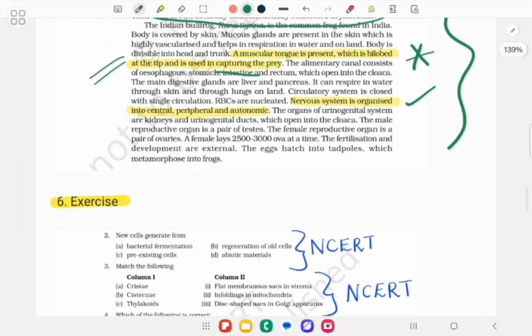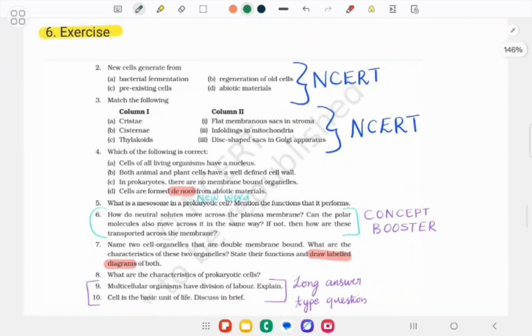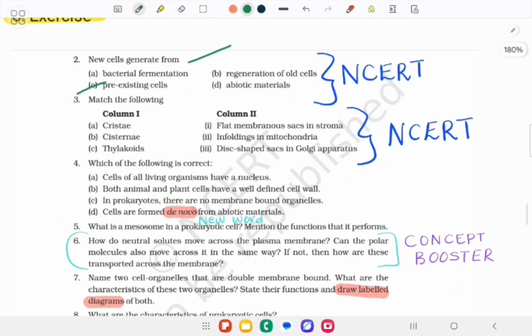And also this part which is deleted in the main content, epithelial tissues and all other things, but there is some part in summary which we have to see. The questions can be formed from that part, right? So summary is also very important. Next we have exercise.